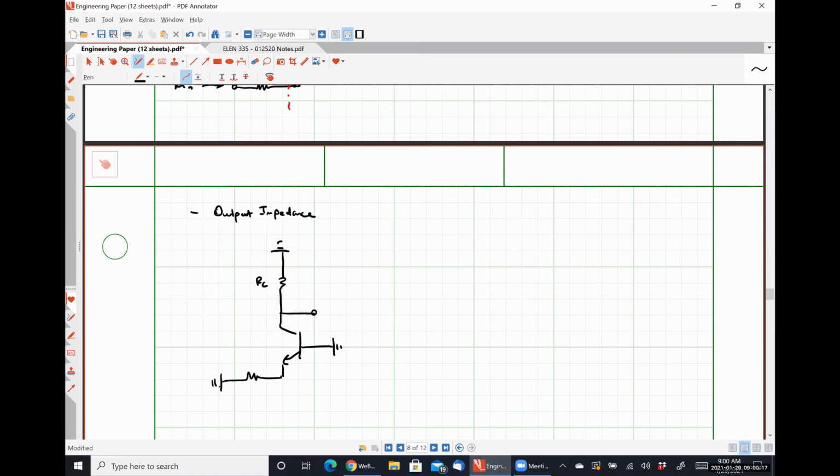All right, does that look familiar? Looking in through this terminal, or excuse me, should be Rout. Is this topology familiar? It's the exact same thing as a common emitter with emitter degeneration, which we just found out three minutes ago was RC. So we're good there.